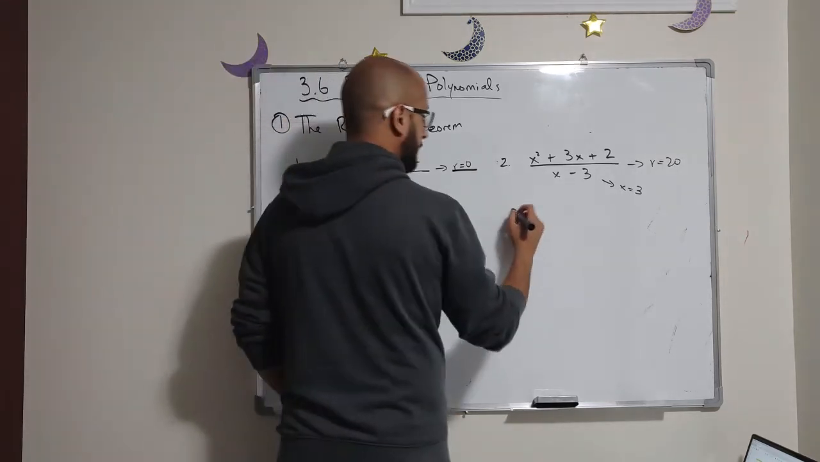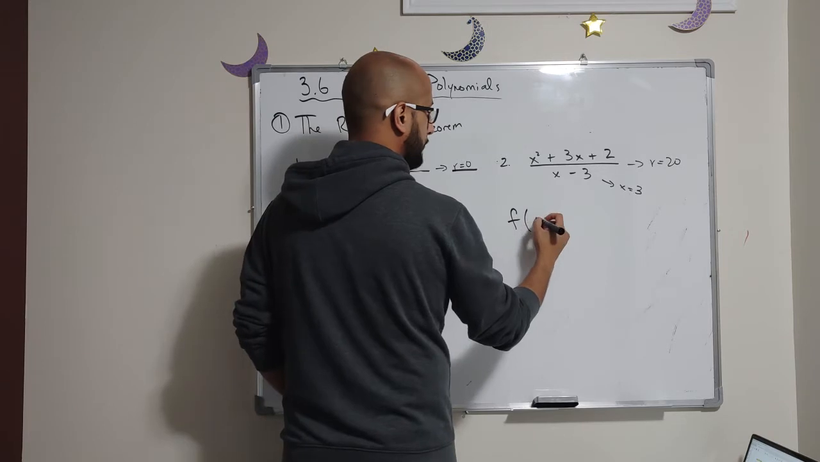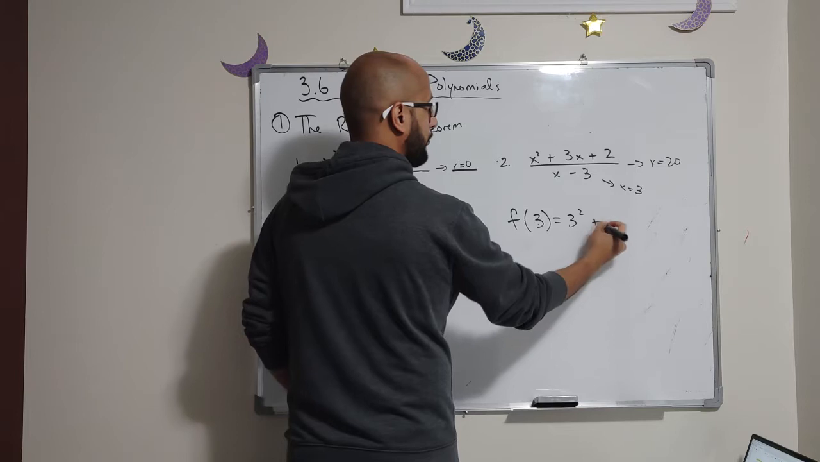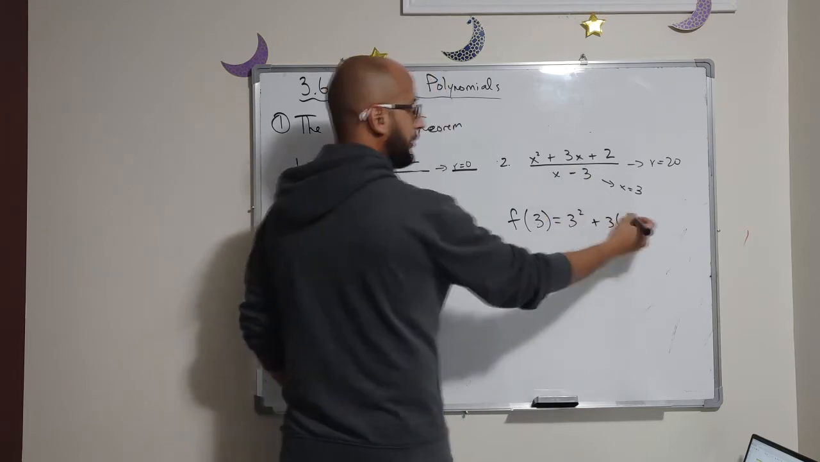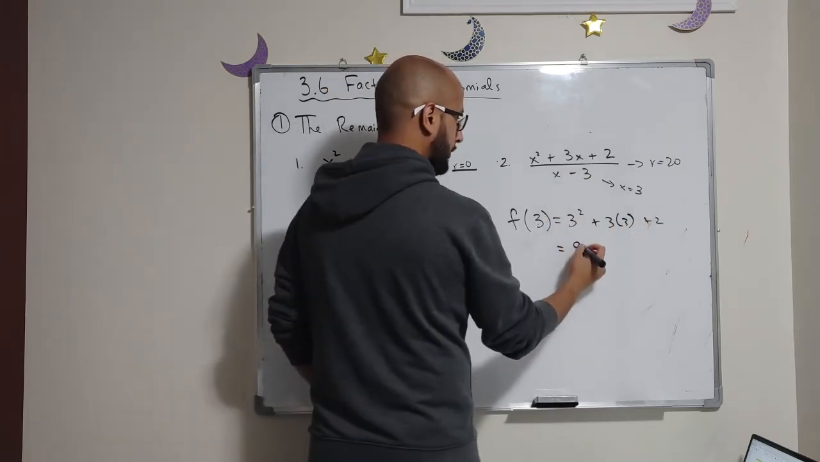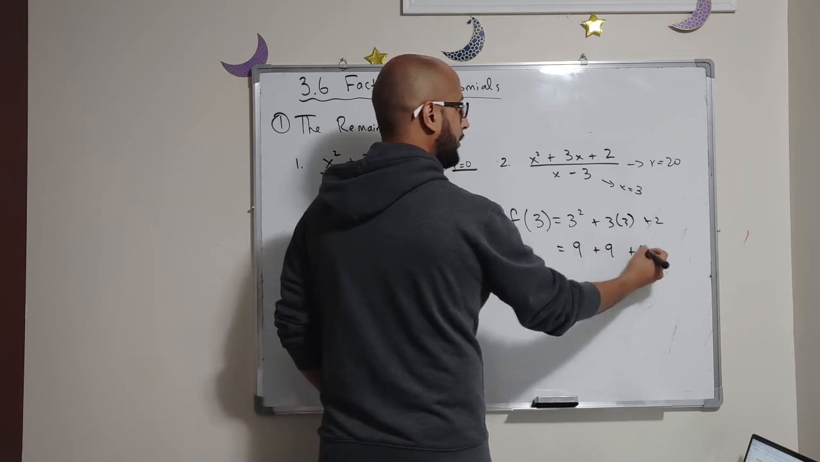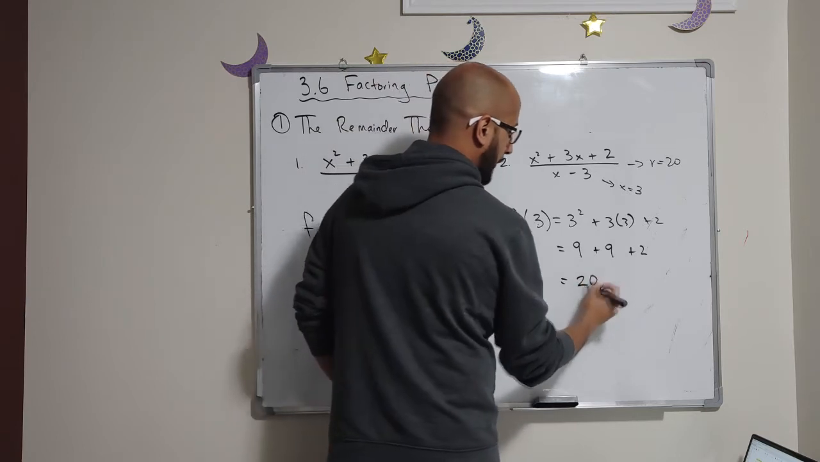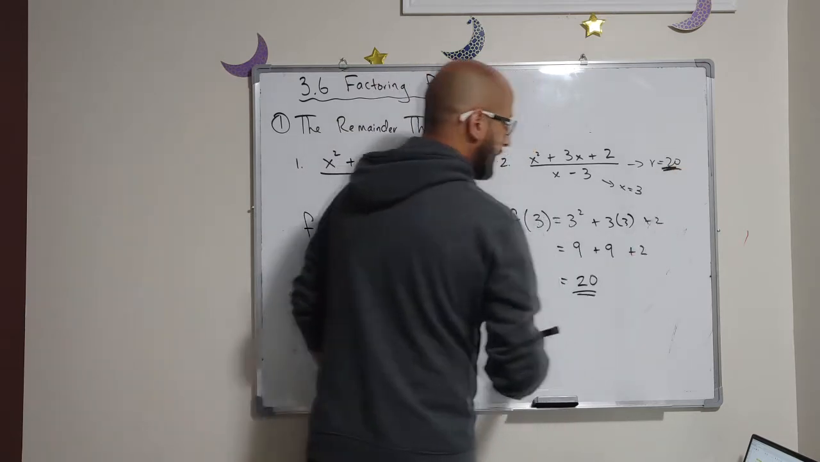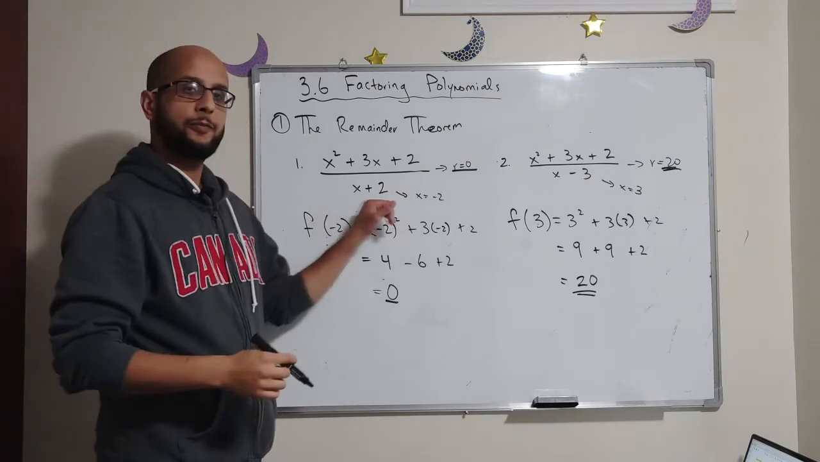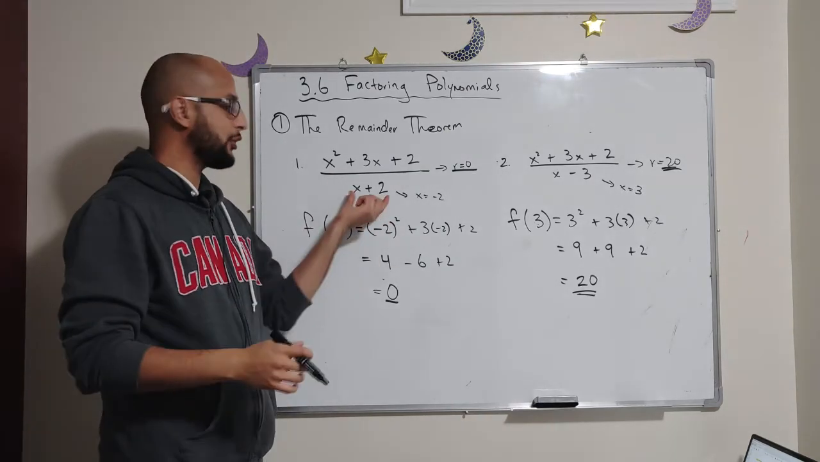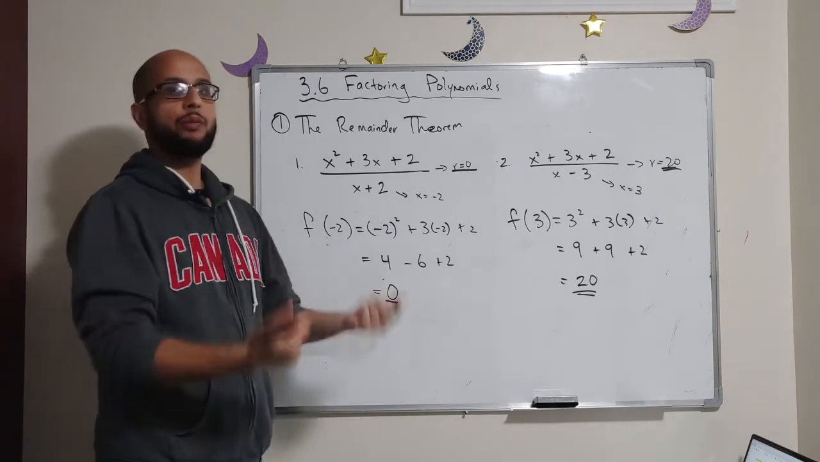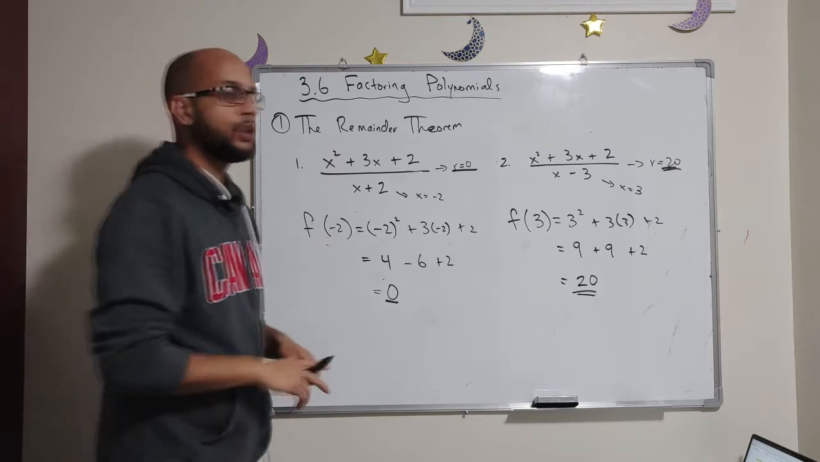Let's verify that over here. f of 3 would be 3 squared plus 3 times 3 plus 2. 9 plus 9 plus 2. 9 plus 9 is 18, plus another 2, we have 20. So we can see that when you plug in the value that corresponds to the divisor, the y value that you get is the remainder. And that is the remainder theorem.